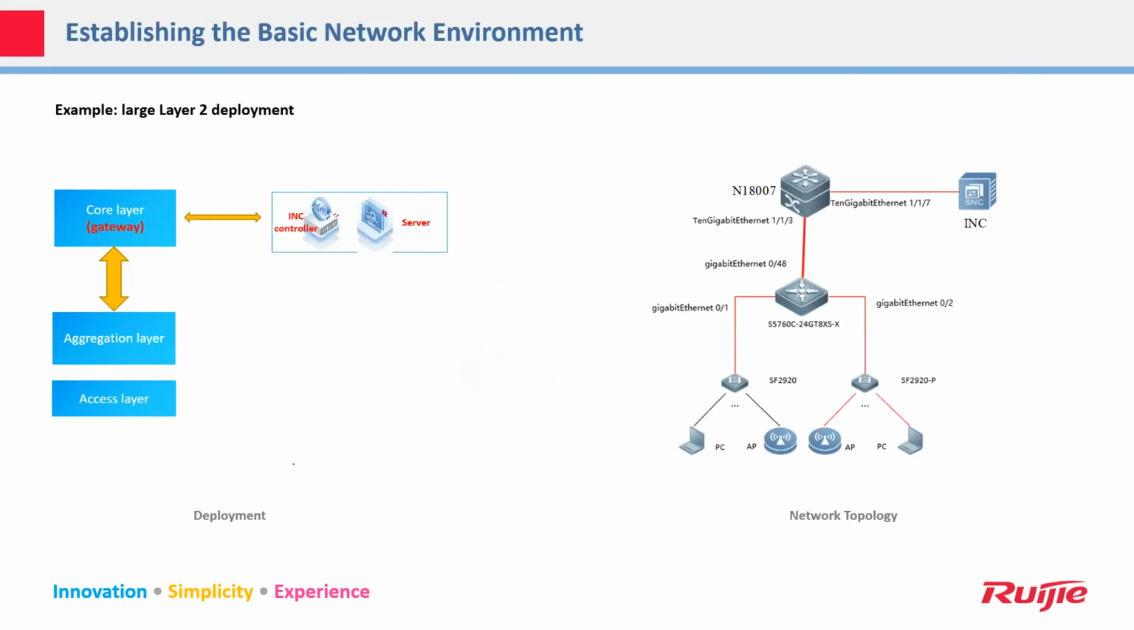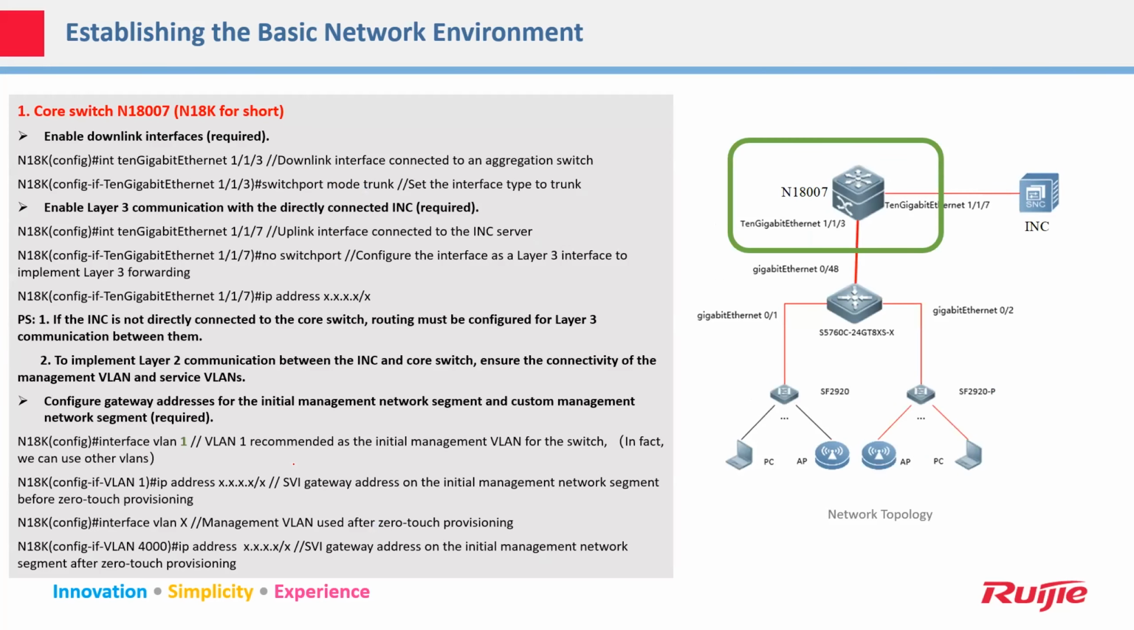And then establishing the basic network environment. This is a large layer 2 deployment, so connect the cables, and the INC and the devices are in the same subnet. Let's see the configurations. The configurations are important. Enable the downlink interface. About the core switch here, the downlink interface is 10 gigabit Ethernet 1/1/3, right? Interface 10 gigabit Ethernet 1/1/3. Then switch port mode trunk. Pay attention here. This port should be a trunk port.